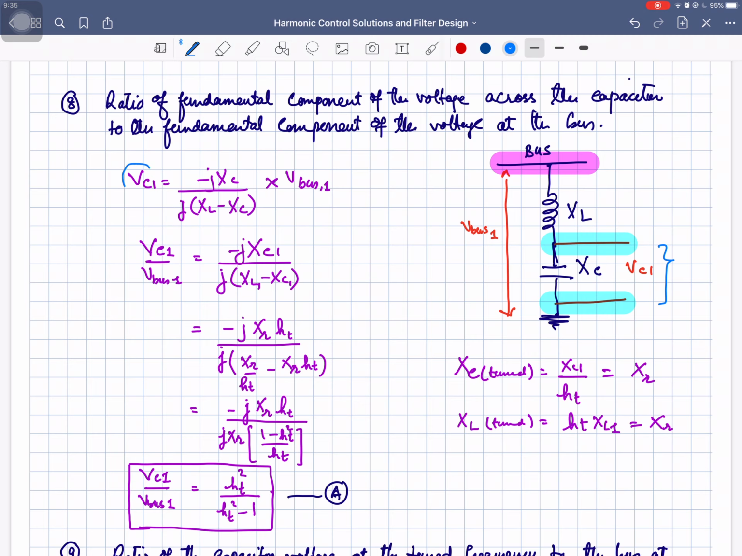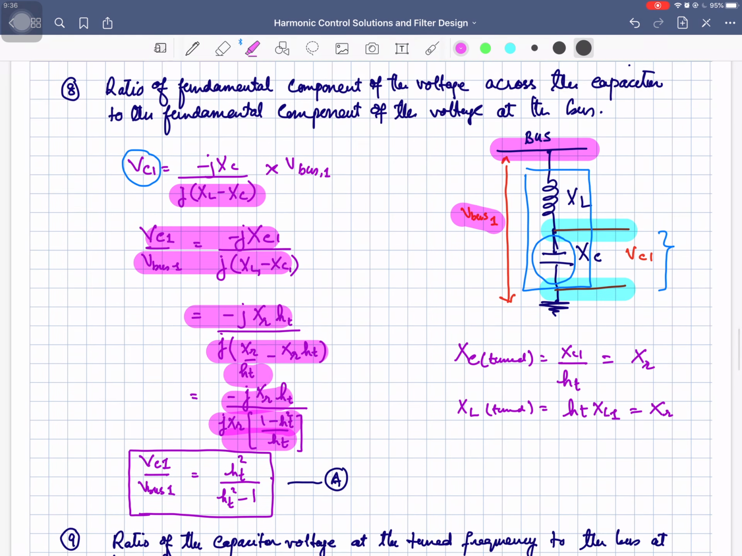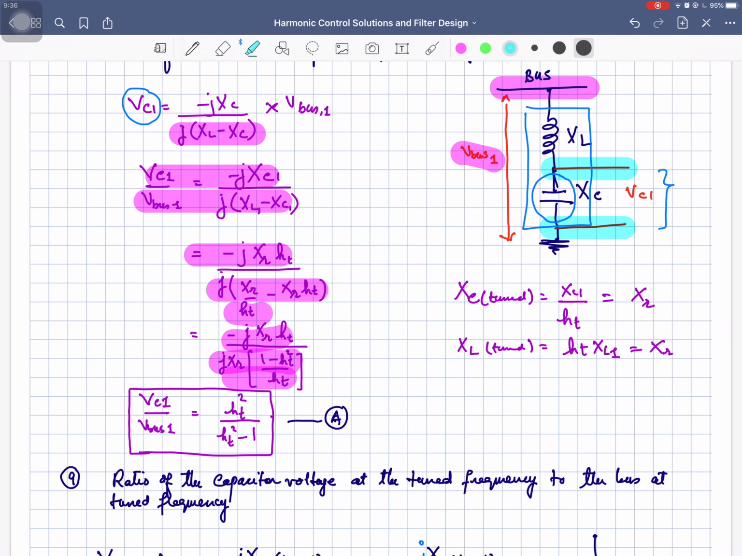So, VC1 will be equal to the reactance of this capacitor, minus jXC, divided by the reactance of this branch, jXL minus jXC, multiplied by the bus voltage. The bus voltage for the fundamental component is V bus 1. Now, if we simplify this through this step and represent it in terms of h, we can compare the capacitor voltage with the bus voltage with the help of this equation.